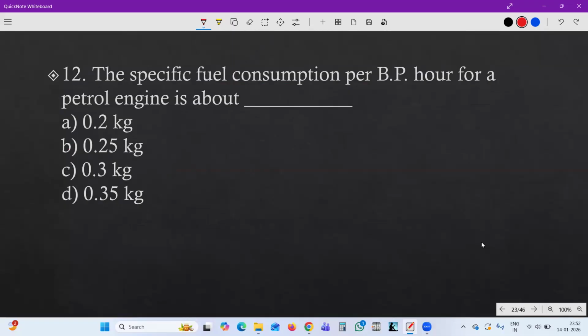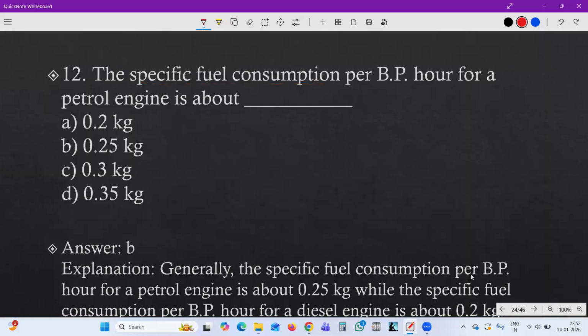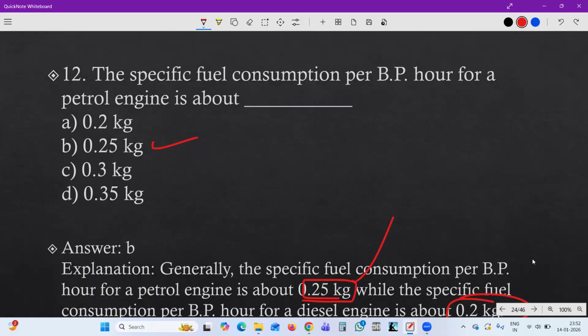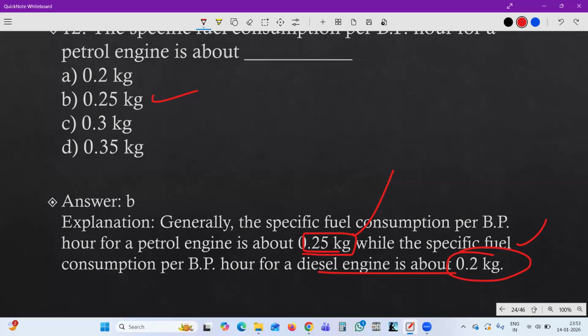12th, the specific fuel consumption per BP for a petrol engine is: 0.2 kg, 0.25 kg, 0.3 kg, 0.35 kg. So let's see the answer. It will be B, 0.25 kg. Generally, the specific fuel consumption per BP of a petrol engine is about 0.25 kg. For a diesel engine it is 0.2 kg. So you can remember 0.25 for SI and 0.2 kg for diesel.